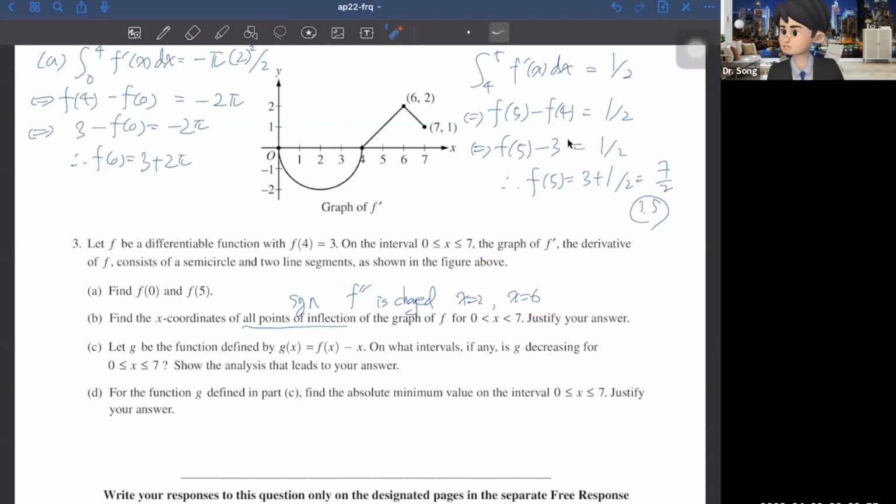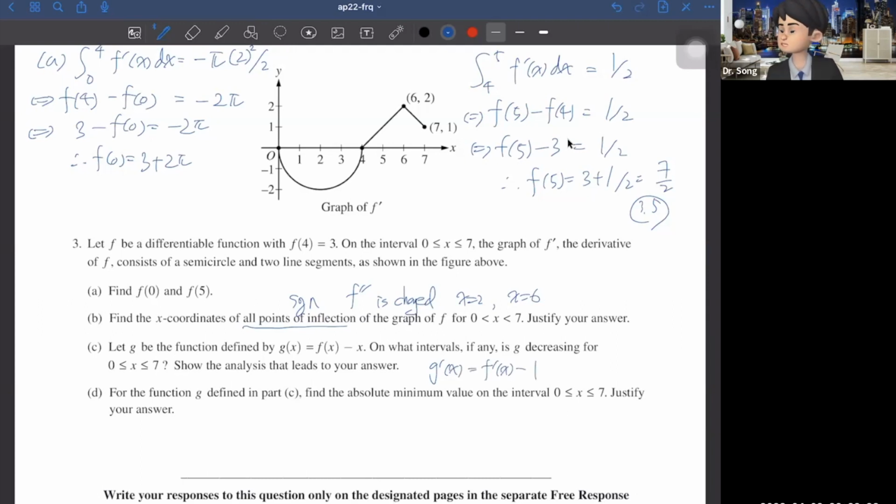Now let's go to question C. So let G be the function defined by this one. So this is a given. G of x is f of x minus x. And the question asks us on what intervals, if any, is G decreasing between 0 and 7. So in order to find whether G is decreasing or increasing, we need to find the derivative. So you can easily take a derivative of this G of x. When you take a derivative with respect to x, the left-hand side is G prime of x and the right-hand side is f prime of x minus 1, right?